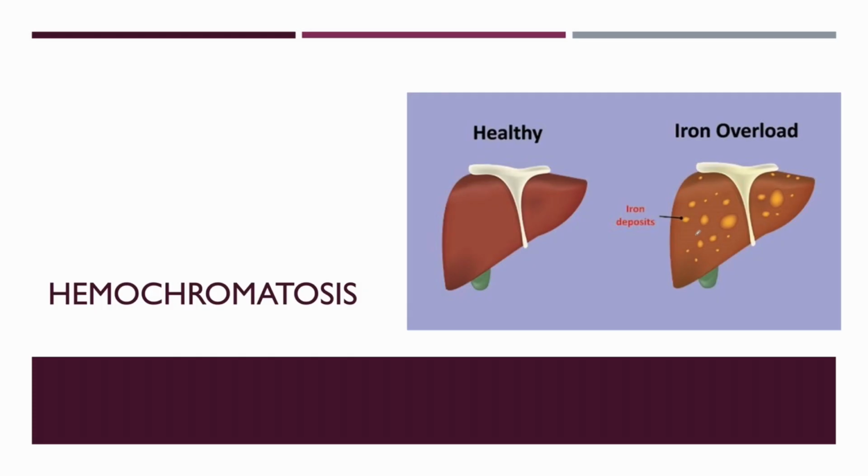All right, so the next topic we're going to be covering is hemochromatosis. Hemo is blood. Chrome makes me think of a metal of some sort, right? And atosis, I don't really know what to do with that. But essentially what it is, is abnormal iron deposits in different parts of the body, namely the liver.